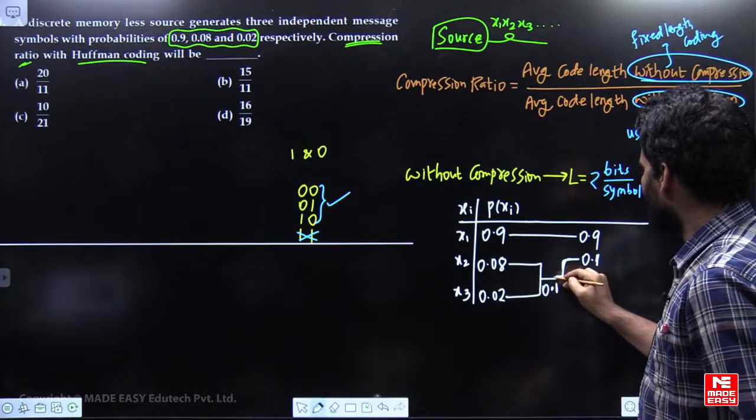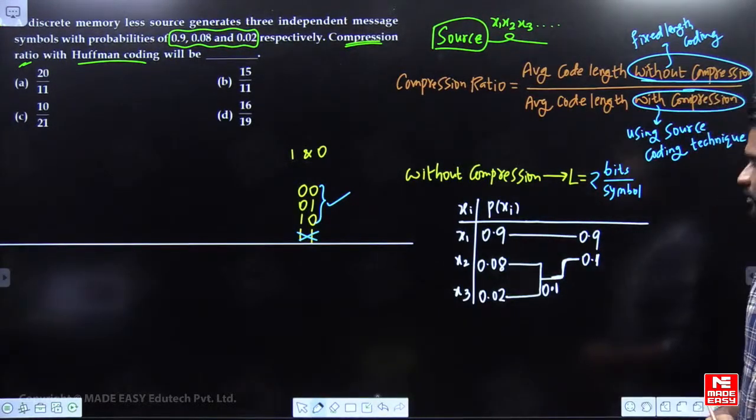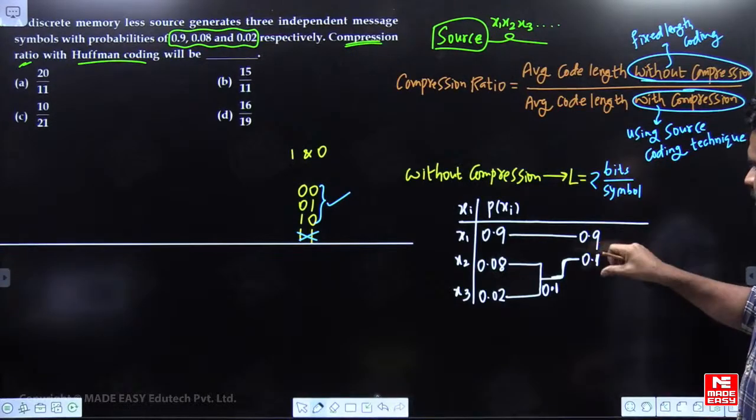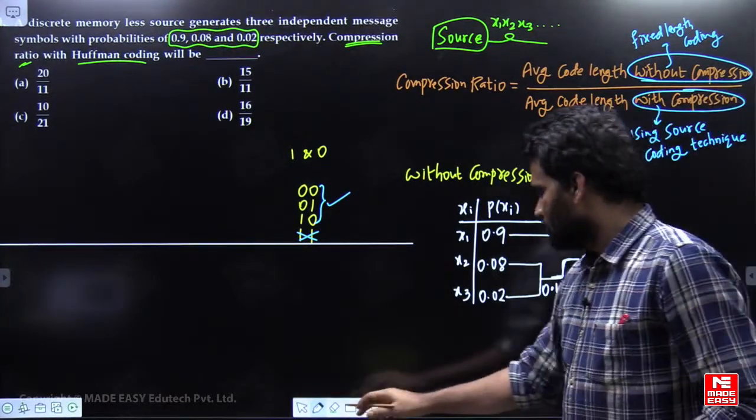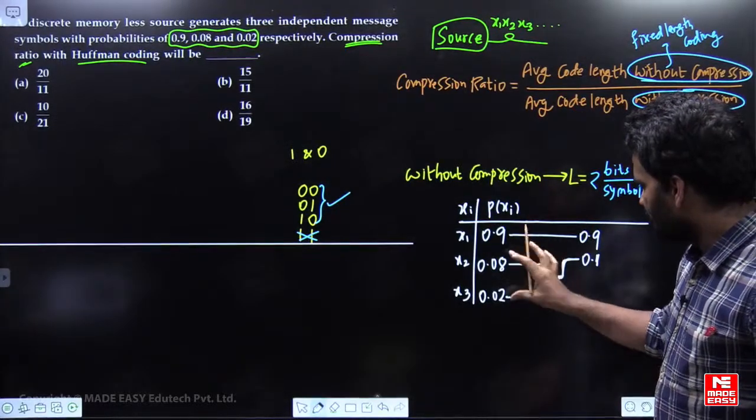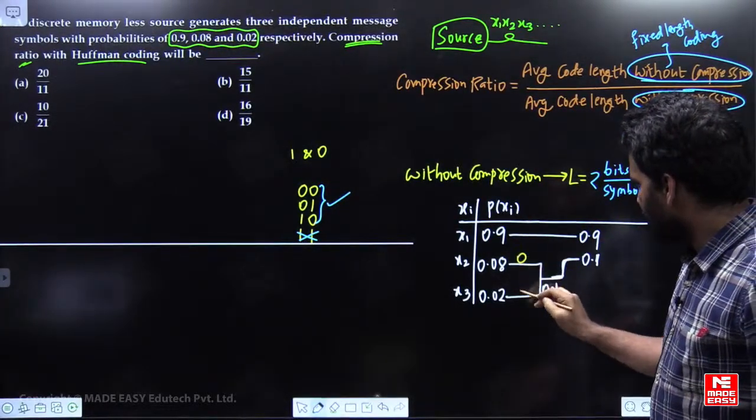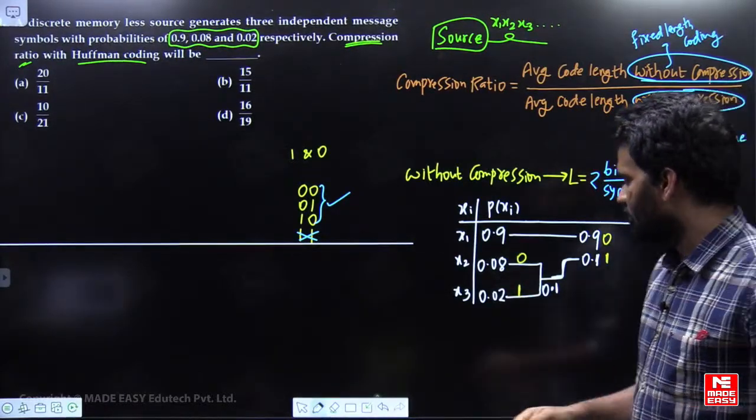So you can stop here where you are left with 2 probabilities. Of course, if you add these 2 probabilities, you will get 1. Total probability of course will be 1. Now, for the least 2 probabilities which were added, associate 0 and 1 for them.